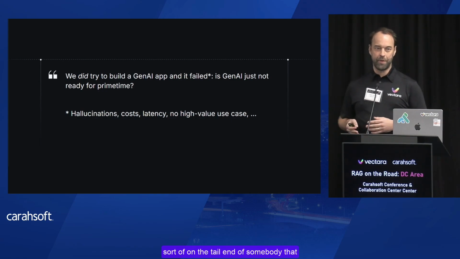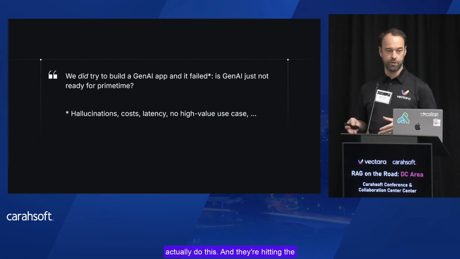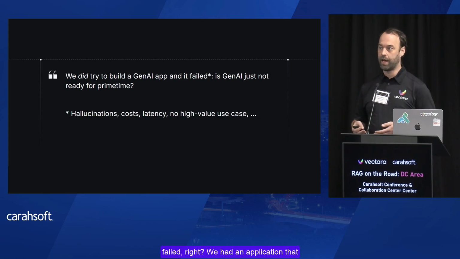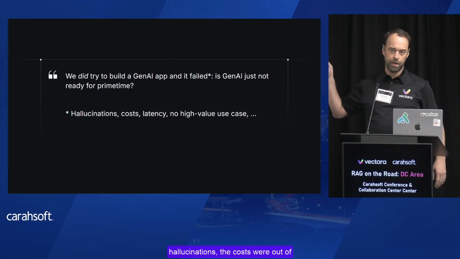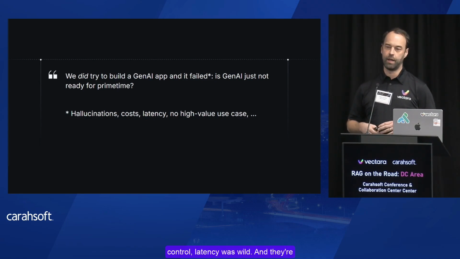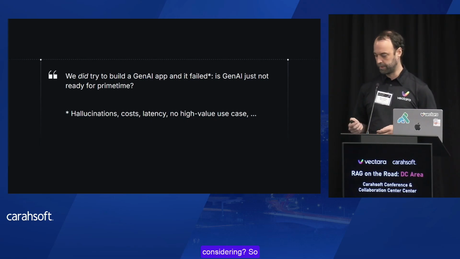Other times we're on the tail end of somebody that might have tried to build a GenAI application, and maybe they're a year in, they've tried stringing a number of tools together, but they didn't have the expertise and know-how on how to actually do this. And they're hitting the tail end and saying things like, "It failed." We had an application that we tried to build and it failed. And failure might be too many hallucinations, the costs were out of control, latency was wild. And they're asking, is GenAI just not ready for prime time yet? Or is there something else that I should have been considering?